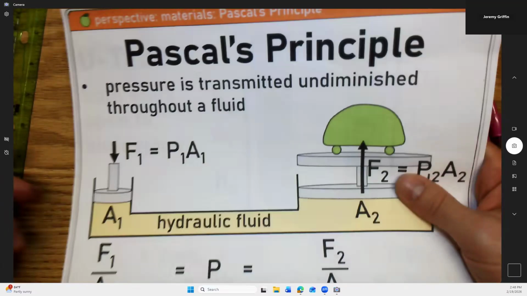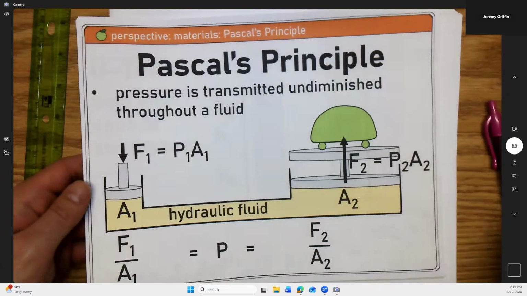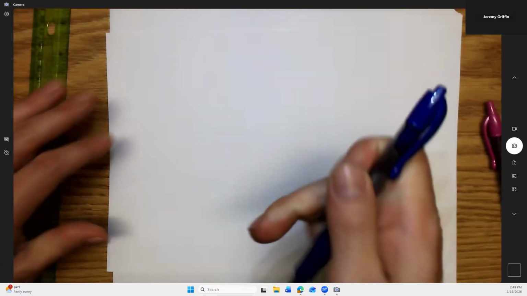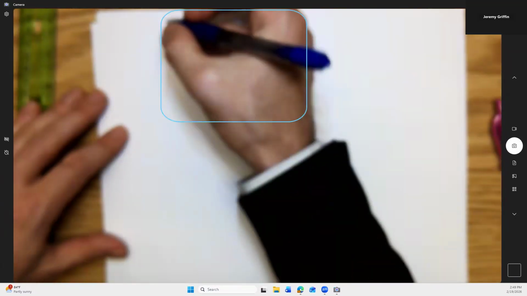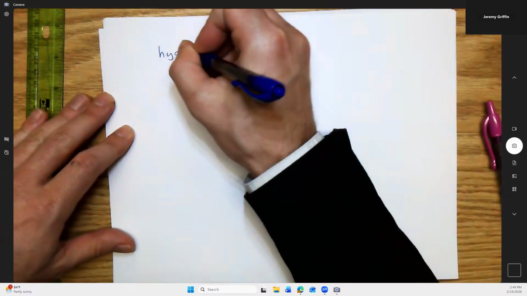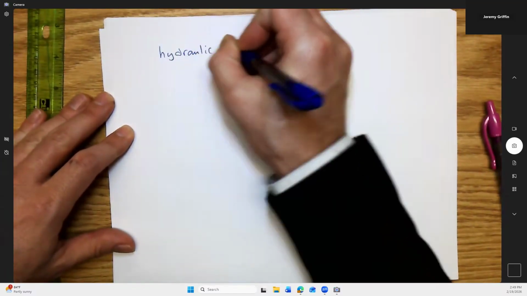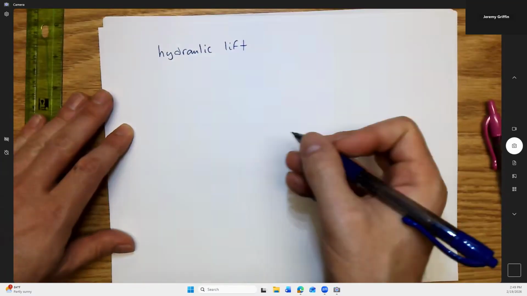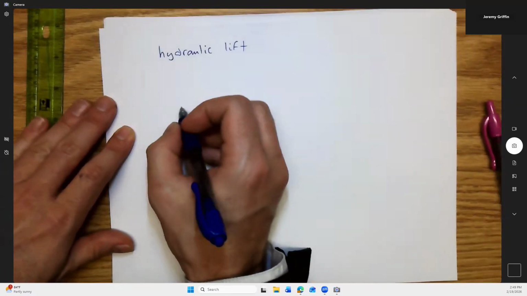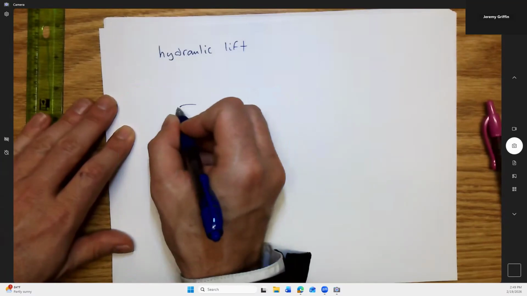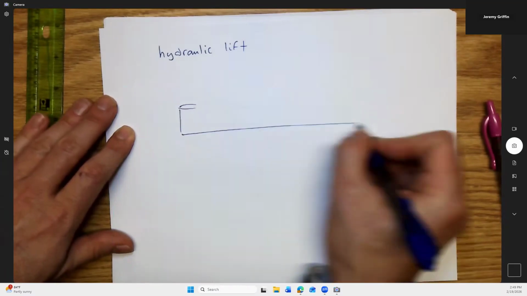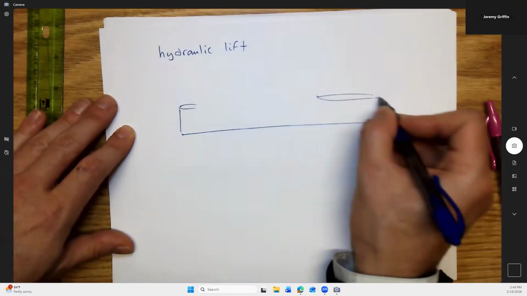Let's start with Pascal's principle, and let's do a hydraulic lift. And so in your notes, this is notes for you guys to study tonight. Let's do hydraulic lift. Some of these quiz questions are going to look real similar to whatever I come up with here.